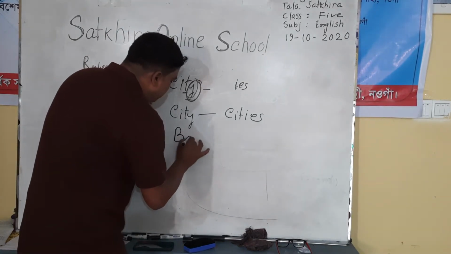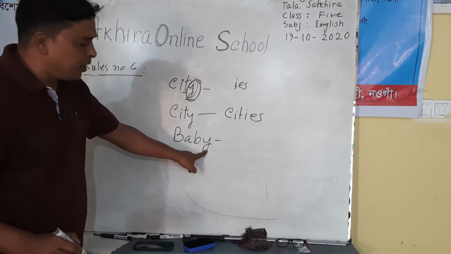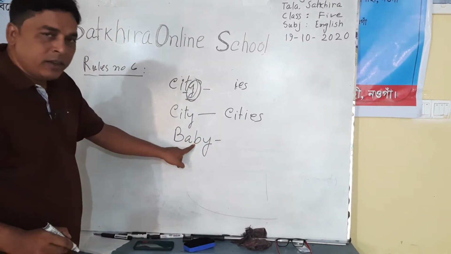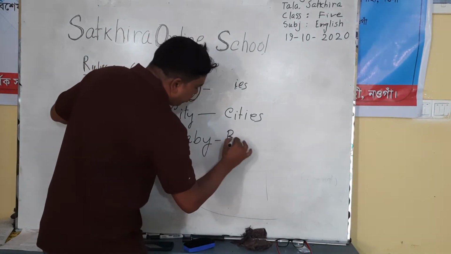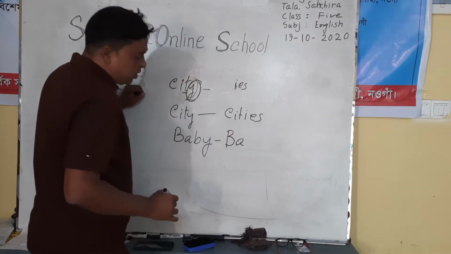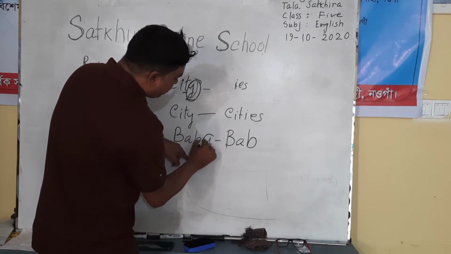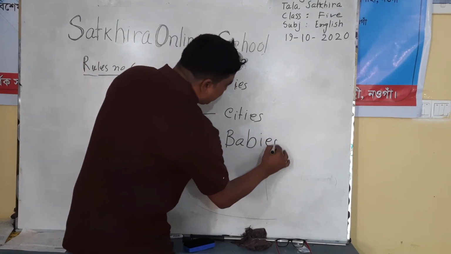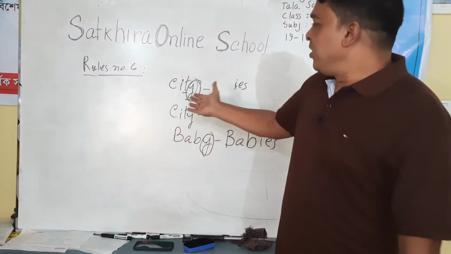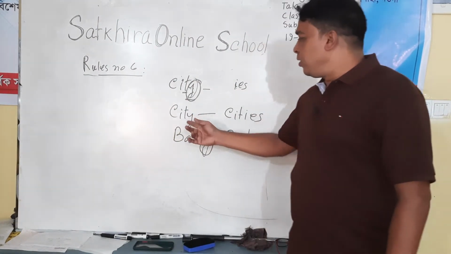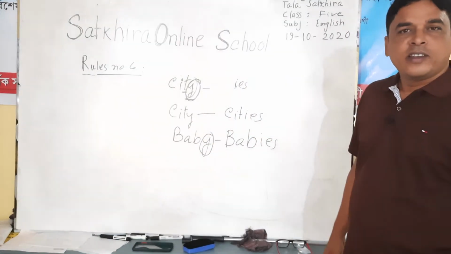Another, baby. It follows that rule. The last letter here is Y, and before Y there is also a consonant. So we make it the plural form: B-A-B-Y, this Y here will be is. Very interesting. Babies. A very interesting and common rule from singular to plural. City, cities. Baby, babies. Clear?